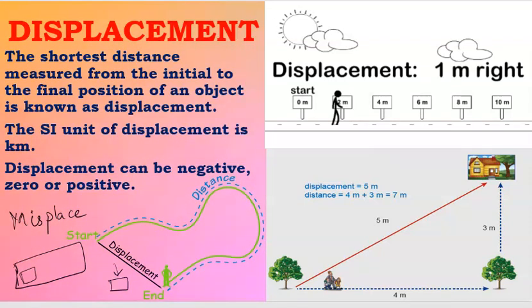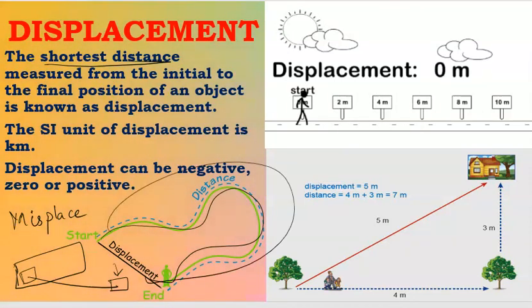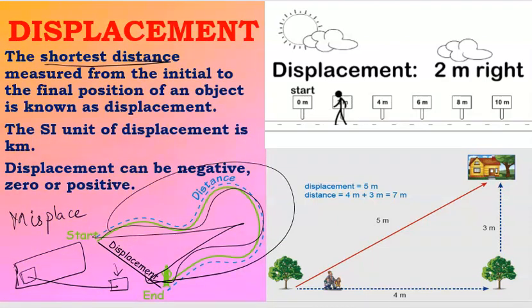So displacement talks about the shortest distance. You can take any way. This is going to be the start and end. You can travel through this path, or you can travel like this, or you can travel like this. But displacement talks about the shortest distance measured from the initial to the final position of an object.